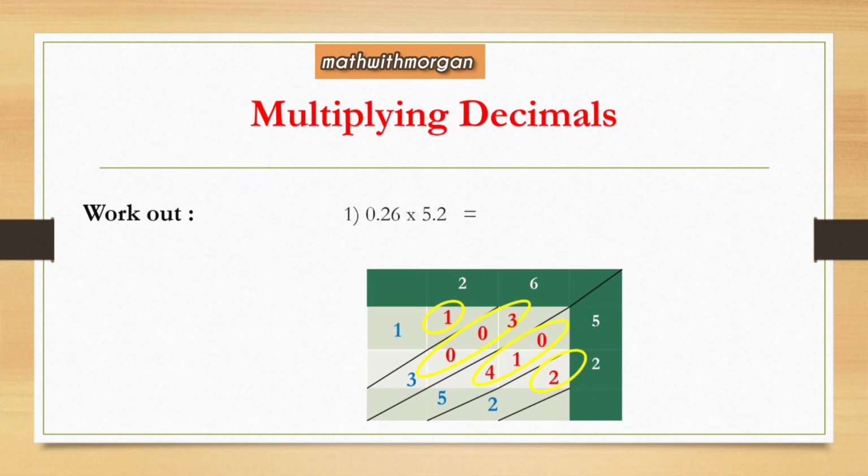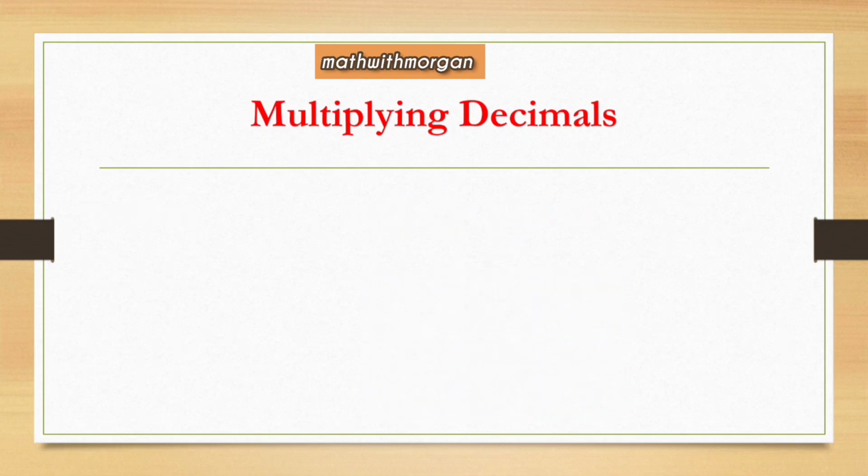To write down our answer, we keep in mind that we started off with 3 decimal places in the question. So we have 26 and then we have 2. When you're writing our answers, we need to put back the 3 decimal places in our results. So our results are 1, 3, 5, 2. We'll start from the right and move the decimal 3 places to the left, just like this. And at the end of the day, our answer is going to be 1.352. Okay, let's do another example so that you can get the hang of it.